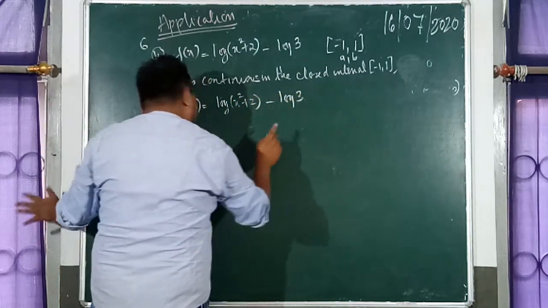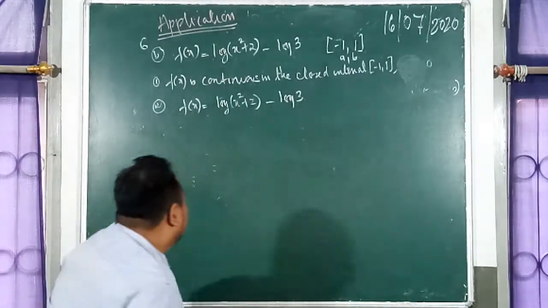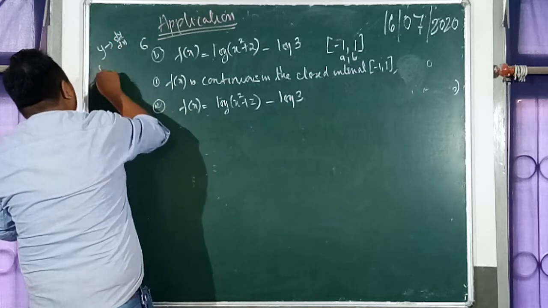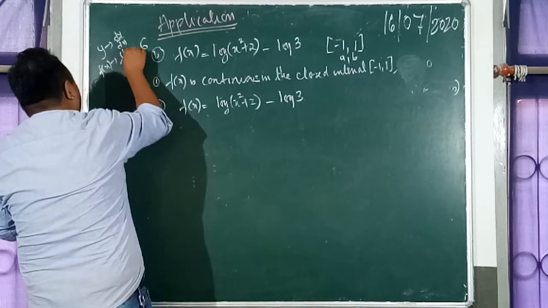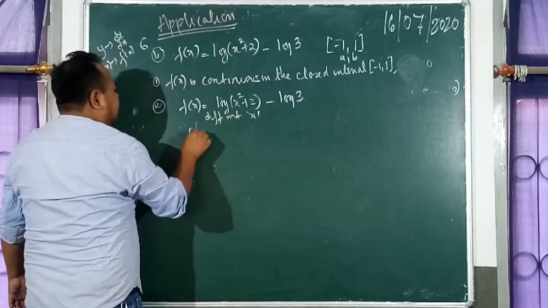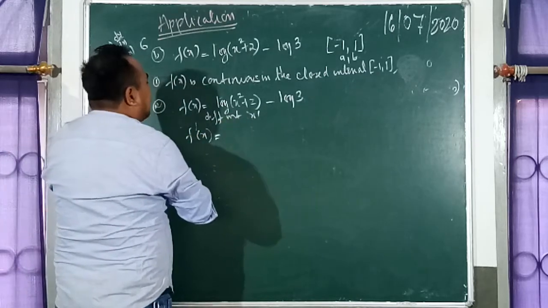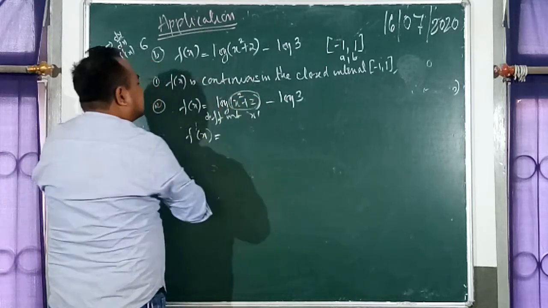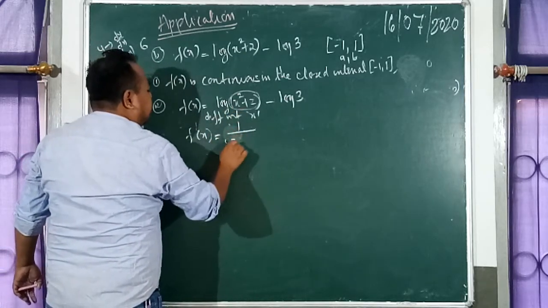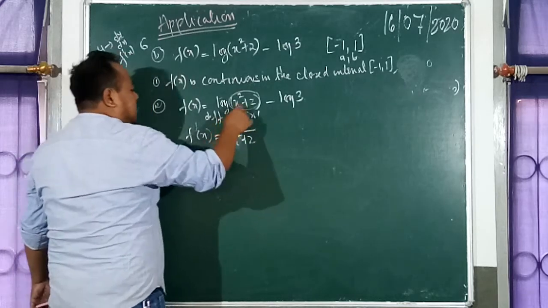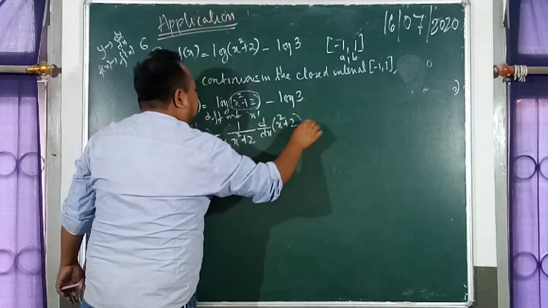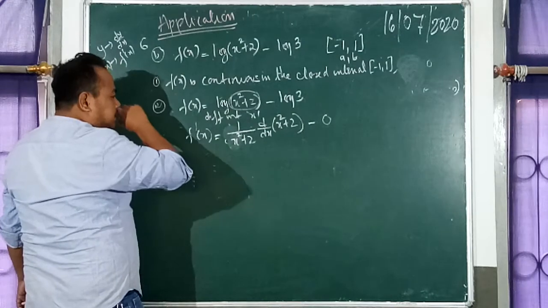Now you must be able to differentiate this. Differentiation is easy. Remember what I told you? When you differentiate y, you get dy by dx, and when you differentiate fx, you get f dash x. So differentiating with respect to x, what do you get? F dash x. Standard or composite? Log should always be with x. So assume this part as x. Differential log x is 1 by x. But this is just an assumption. So d by dx of x square plus 2 minus differential log 3 is 0 because 3 is a constant.